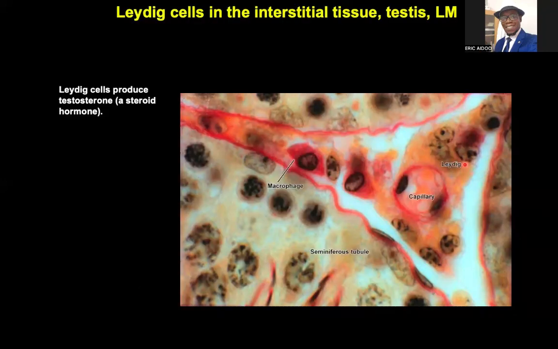This is an example of a Leydig cell. They produce testosterone.